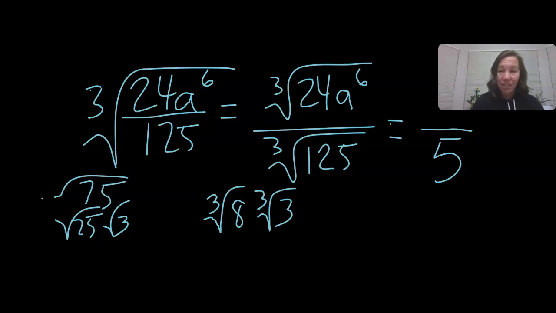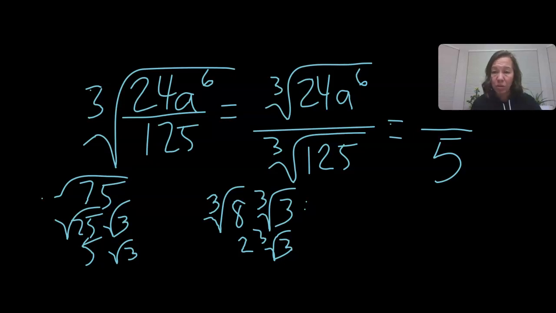Well, how does that help us? The cube root of 8 is 2. So we can simplify cube roots the same way we simplify square roots. Just like the square root of 75 would be 5 root 3, the cube root of 24 would be 2 cube root of 3. You guys see that? So cube roots and square roots we can simplify the same way. And again, we want to look for, in this case, perfect cube factors of our number so that we can simplify it. So that takes care of the 24, but then we also have the a to the 6th.